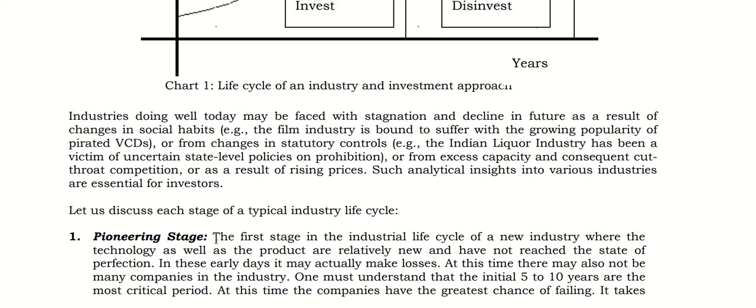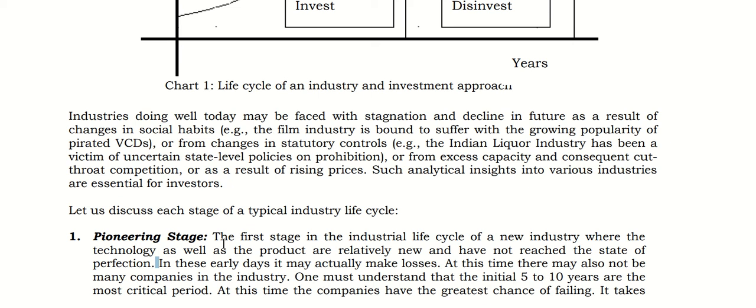So the first stage is the pioneering stage. The first stage in the industry life cycle of a new industry is where the technology as well as the products are relatively new and have not reached the state of perfection. So the pioneering stage is a stage where the product is very, very new. At this stage, obviously, when a new technology comes in the market, they don't know whether the people will accept the technology or not. I'm particularly talking about technology, but there can be anything, whatever the industry is, right? So this is the stage where risk is very high, and the situation is very vulnerable. Maybe people will accept it, or maybe investors, people will not accept it.